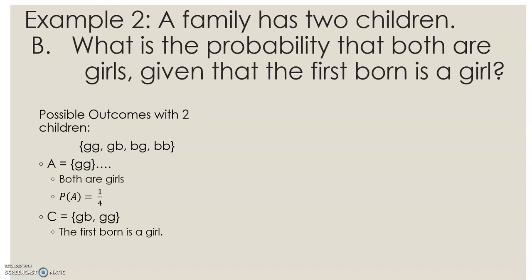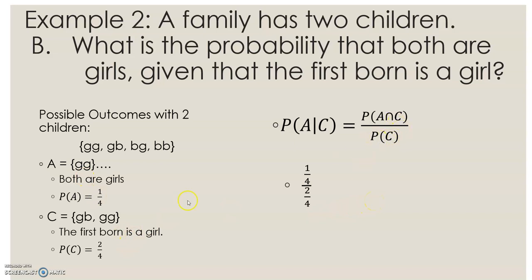The probability of the firstborn being a girl is 2/4. So the probability that both are girls, given that the firstborn is a girl, is the probability of the intersection divided by the probability of the firstborn is a girl. Probability of the intersection, the only thing they have in common is girl, girl, 1/4. Probability of the firstborn being a girl is 2/4. Divide those fractions and the answer is 1/2.